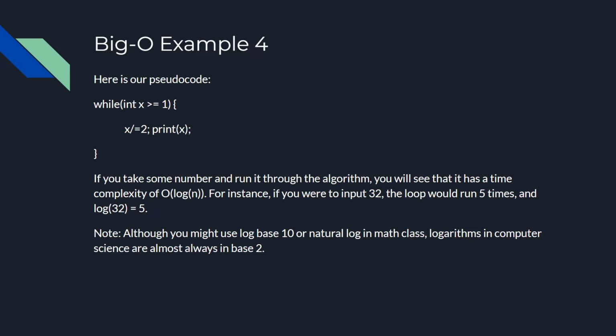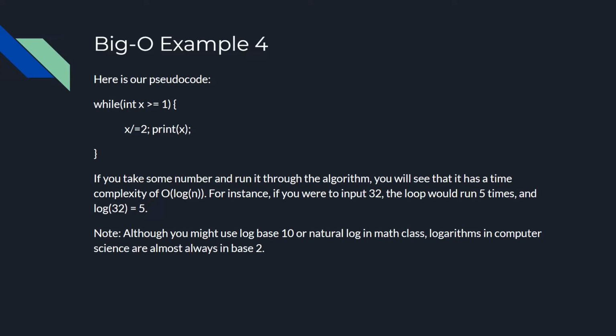So let's look at another example. So here we have some pseudocode, which is just a simple loop that runs a certain number of times. And we see that every single time while x is greater than 1, it will keep dividing x by 2 and then printing out x. So if you want to figure out what the time complexity is here, you'd try to see what the looping behavior does as x gets larger.